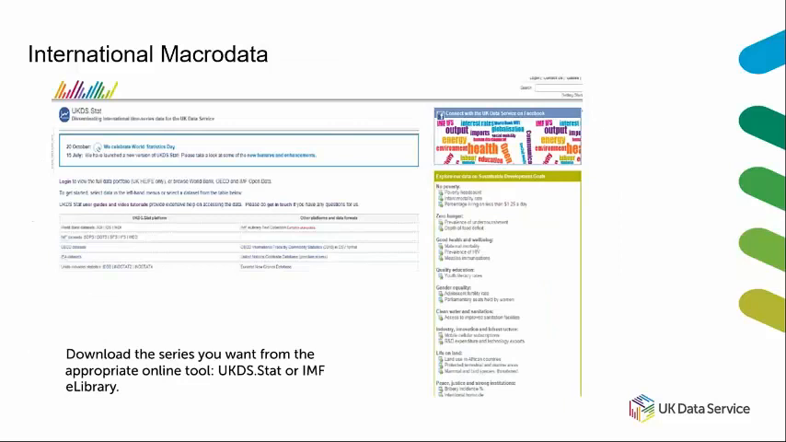So with our international macrodata, you can download the series you wish from the appropriate online tool, and these are usually UKDS stats, so that's what you can see on the screen there, or you can also get some of them from the International Monetary Fund e-library. If you use UKDS stat, you can view the data by the provider, and the program enables you to extract the information you require from the large database. And there are a number of user guides and video tutorials that can help you use that.